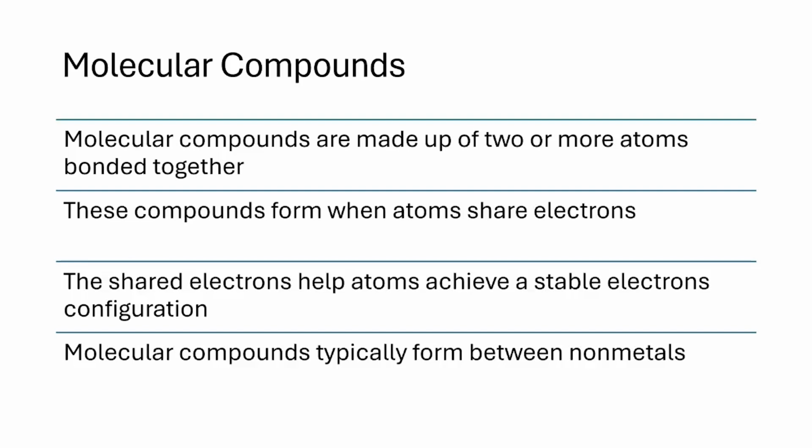Molecular compounds are made up of two or more atoms bonded together. These compounds form when atoms share electrons. The shared electrons help atoms achieve a stable electron configuration. Molecular compounds typically form between nonmetals.